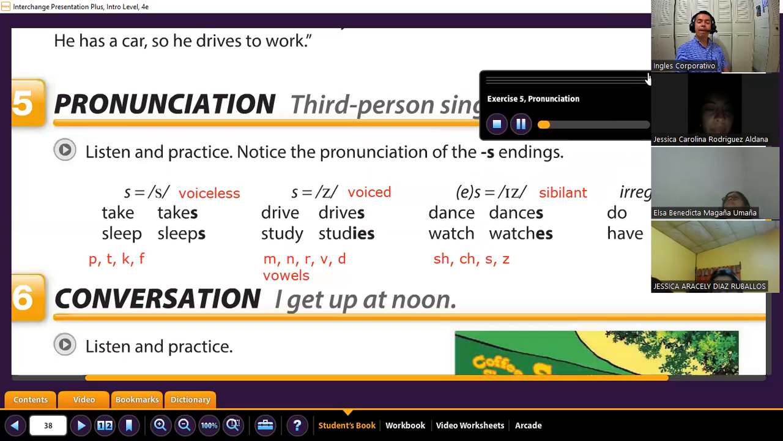Page 38, exercise 5, pronunciation. Third person singular S endings. Listen and practice. Notice the pronunciation of the S endings. S equals S. Take, takes. Sleep, sleeps. S equals Z. Drive, drives. Study, studies. S equals Is. Dance, dances. Watch, watches. Irregular. Do, does. Have, has.